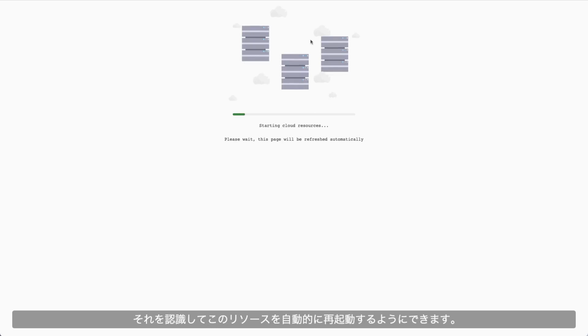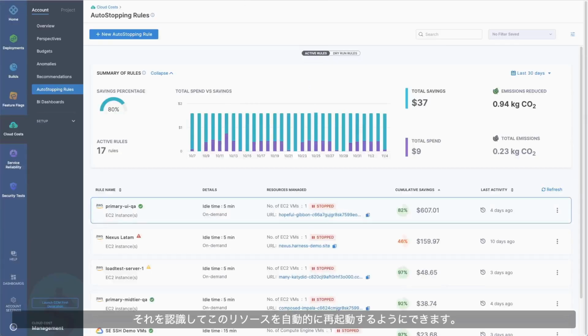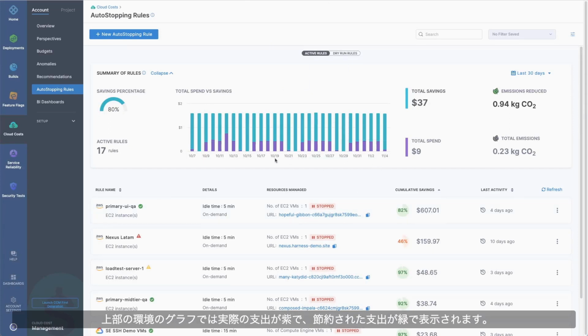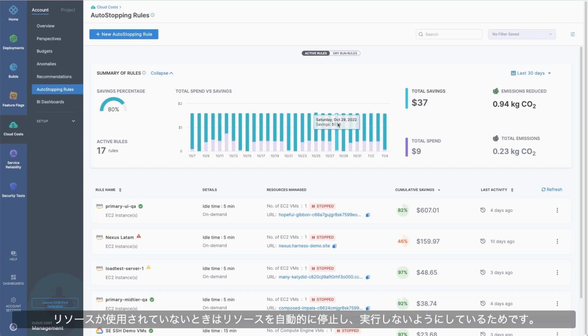Harness has a technique whereby if someone tries to access this resource, we'll recognize it and we'll actually restart this resource automatically. We can see the savings that have occurred. And in fact, the graph at the top shows an environment where the purple is the actual spend. The green is when we're saving money because we're auto-stopping these resources and not running them when they're not being used.